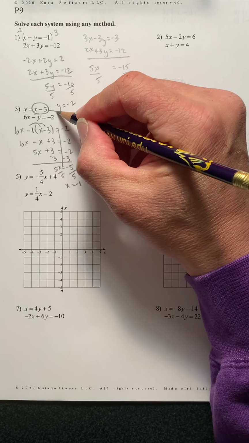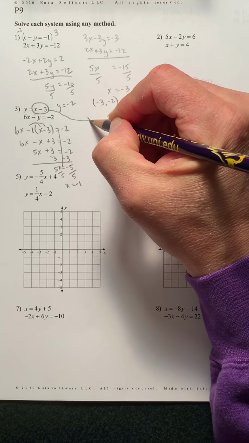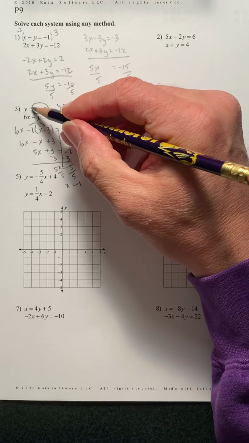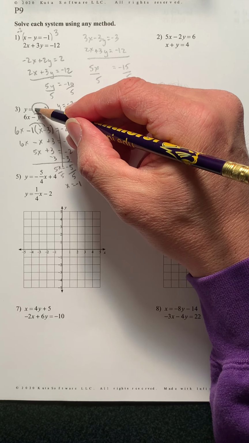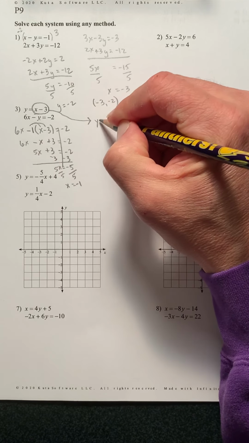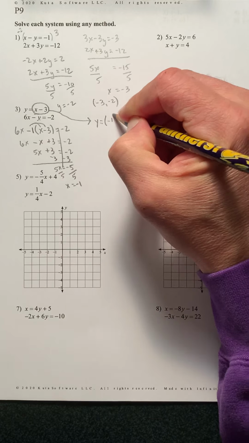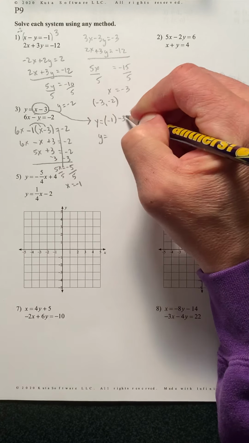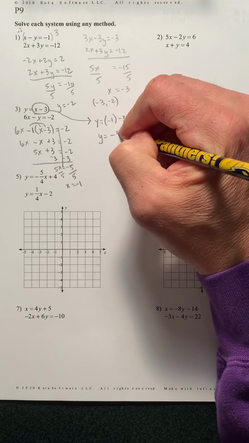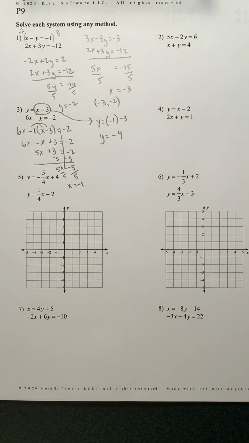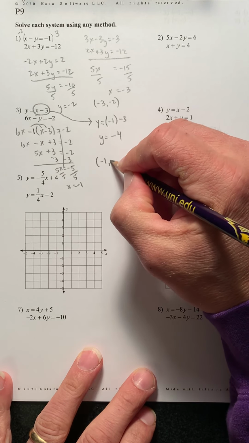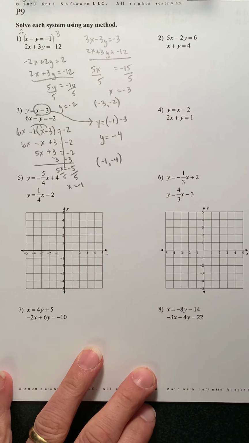Now, the easiest way with substitution is that I have a variable all by itself already. I've solved for the x. I'm just going to plug in negative 1 in place of the x. So I'm going to go y is equal to, and now substitute negative 1 in place of x. And of course, negative 1 minus 3. You might use a calculator for this just to make sure you're accurate. But it ends up being a negative 4. So we end up with negative 1, negative 4 for our answer.